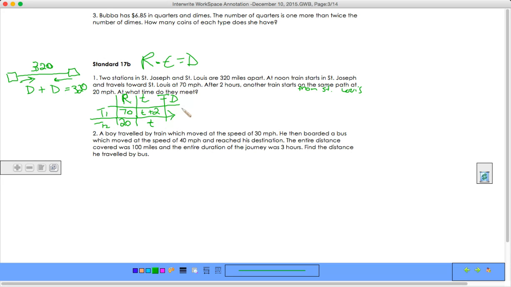And we want to know when the total distance is going to be 320. So the distance of this train is its rate times its time. So that's 70 times t plus 2. Plus, the distance of this train is its rate times its time. And we want to know when the two distances together equals 320.